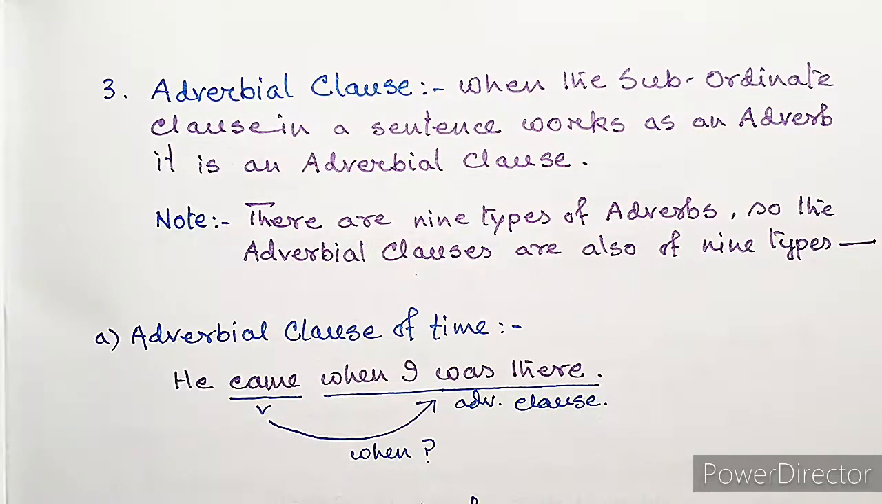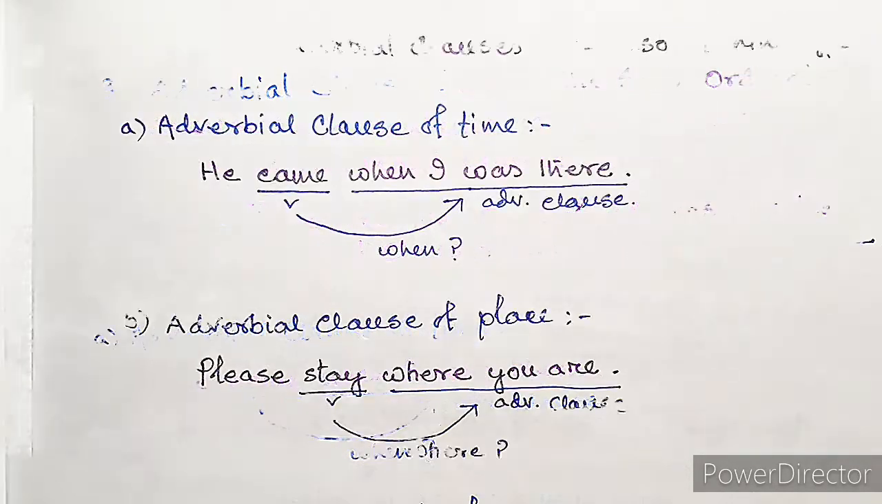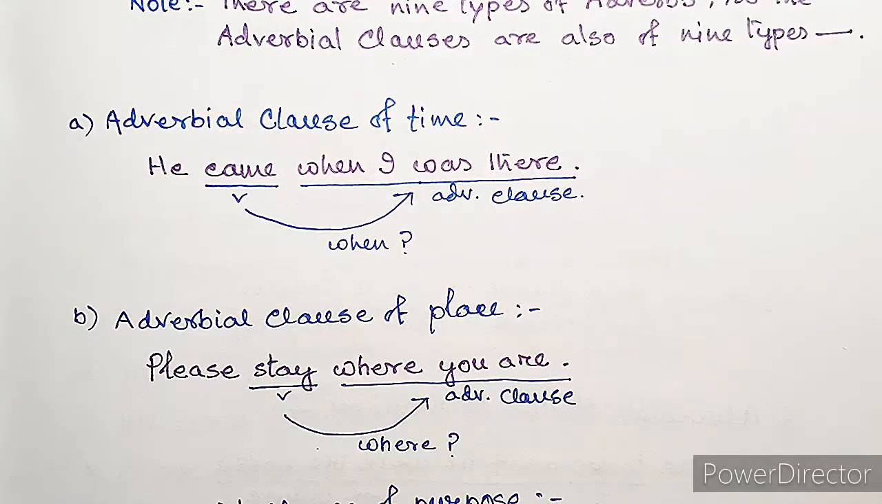Now let's see what are adverbial clauses. When a subordinate clause in a sentence works as an adverb, it is an adverbial clause. Note, there are 9 types of adverbs, so the adverbial clauses are also of 9 types. Note the examples. Adverbial clause of time. He came when I was there. In this expression, the subordinate clause when I was there modifies the verb came.